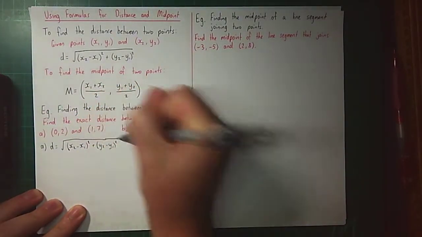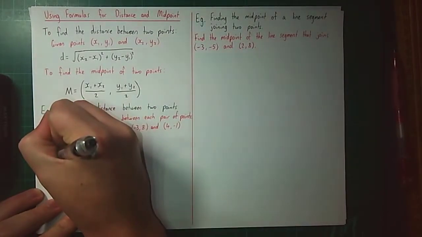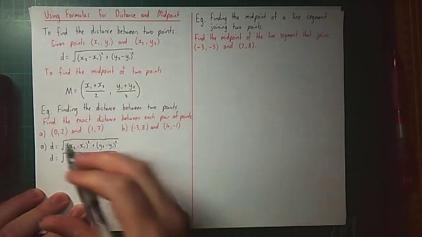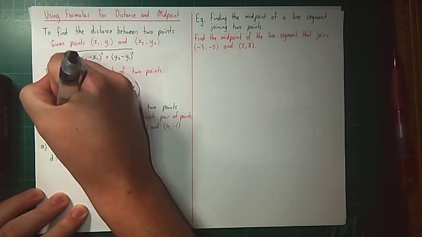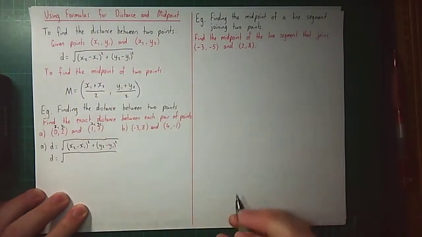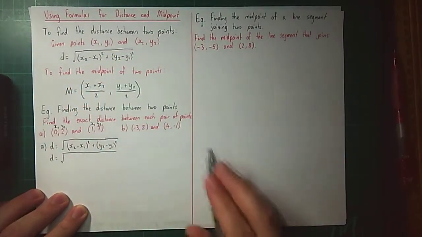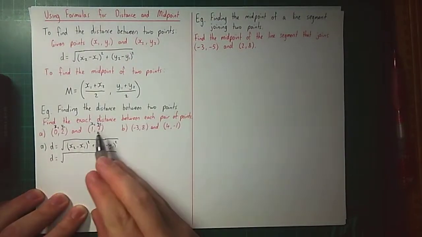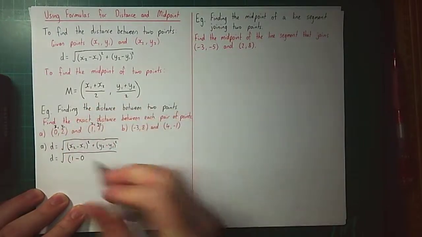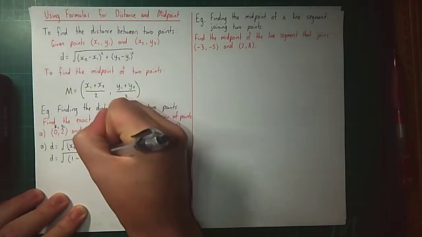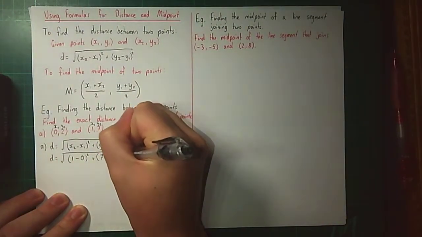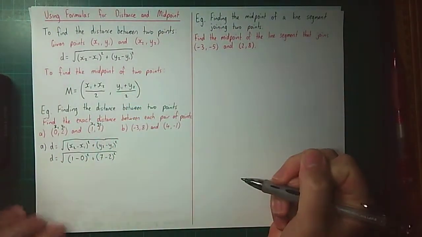squared. Okay, so for the distance, we're going to find the square root of, now I'm going to have the x1, y1 value and the x2, y2 value. It's always important to label those before you get into it. So our x2 is 1, so we're going to have 1 minus our x1, which is 0, all squared, plus 7 minus 2, all squared.